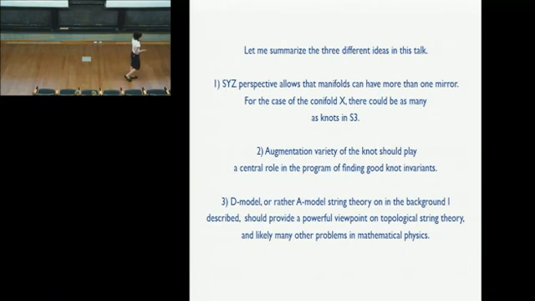Secondly, the augmentation variety, which essentially performs mirror symmetry for it, sums up all the disk instantons for both knots and links, and should play a central role in this program of finding good knot and link invariants. And finally, the A model topological string in this somewhat funny setting of hyperkähler manifolds should provide a very powerful viewpoint on topological string theory. And I think it's going to play, well, we already know that it's important in the Langlands program, and I think it's going to play a central role in many other problems in mathematical physics.